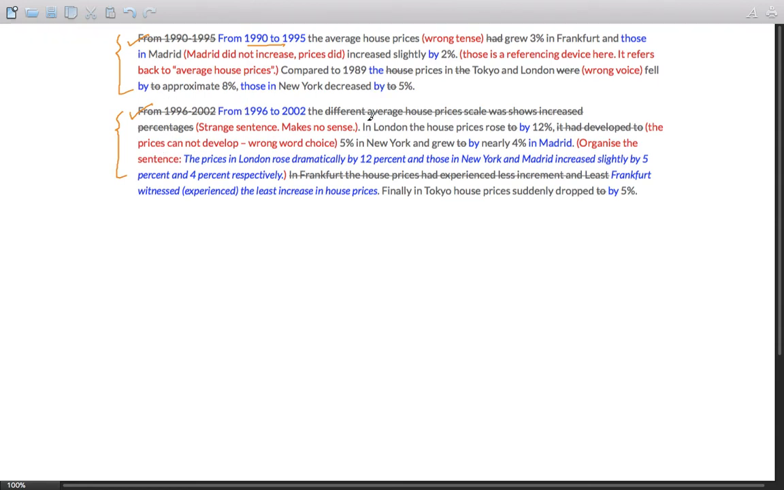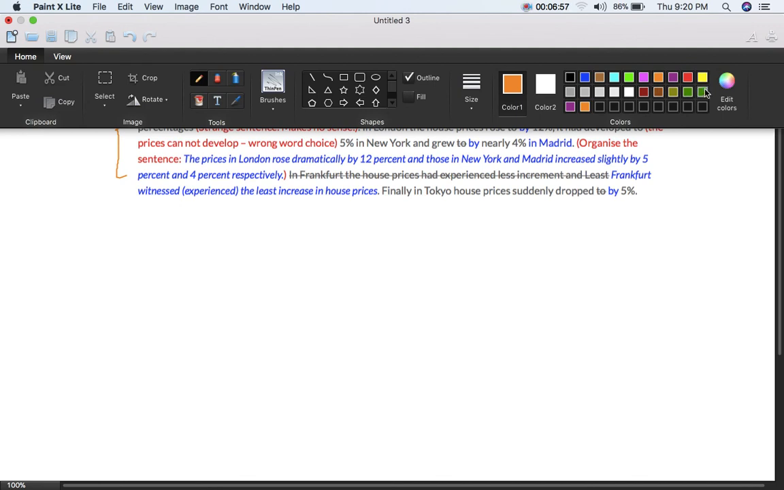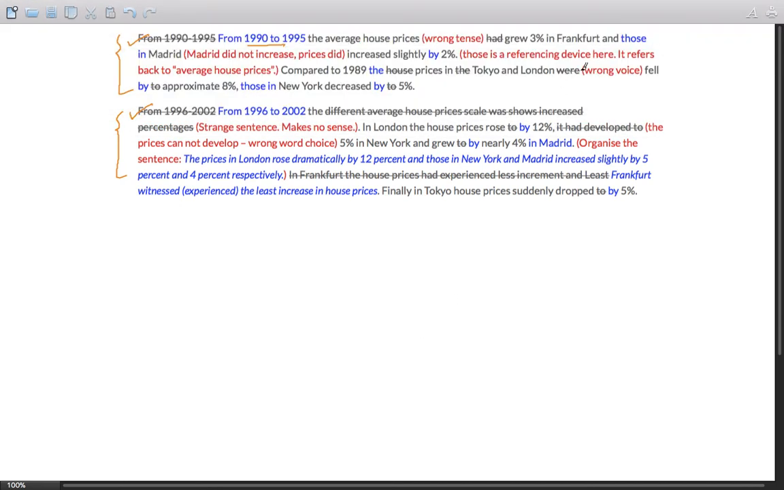And let me take this opportunity to point out two more minor mistakes. Number one, the wrong voice. The student writes, compared to 1989, the prices in Tokyo and London were fell by. So it seems as if somebody deliberately decreased it, which did not happen. So there is no hint that somebody deliberately reduced the prices. So there's no need of using a passive voice over here. Another is the use of those.